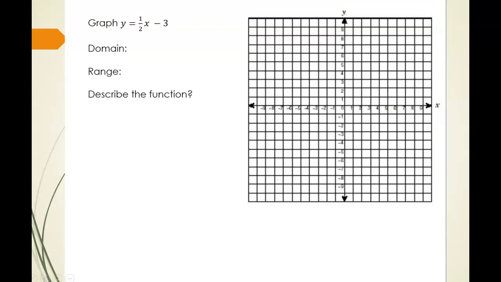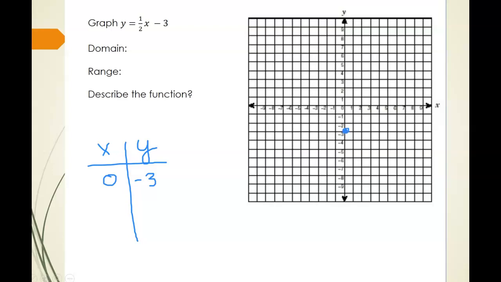We start to graph equations. When we graph equations, we kind of just make a quick x and y table to get ourselves some points. I always like to plug in 0. So if I plug 0 into that function, I get 1/2 times 0, which is 0. 0 minus 3 is -3. So that point right there, 0, -3.